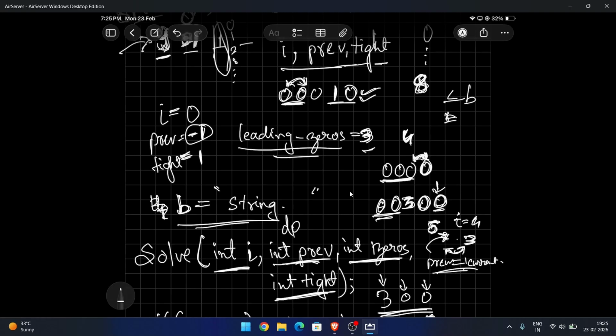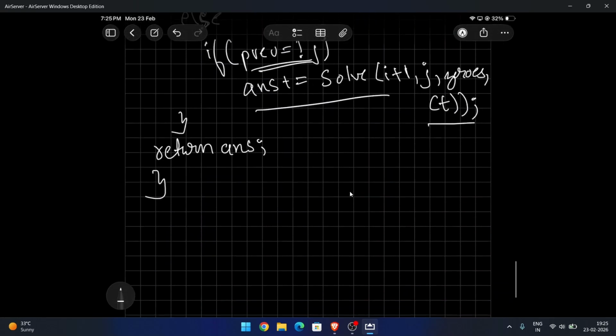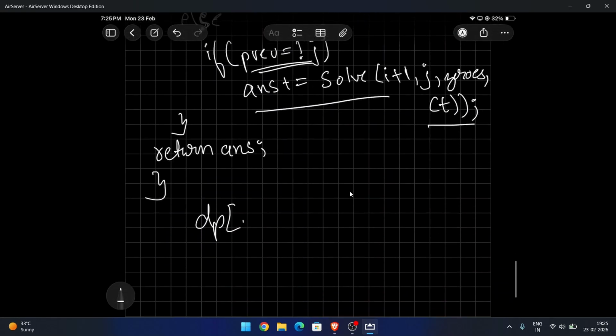So how many states do we require? We require 4 states. Okay. So let's see. We require index. We require previous number. We also require leading zeros, and we also require tight condition.